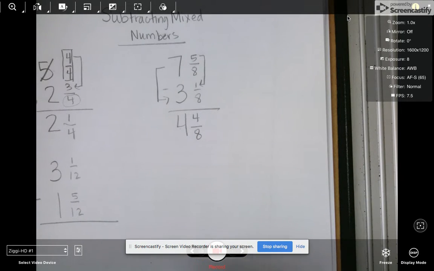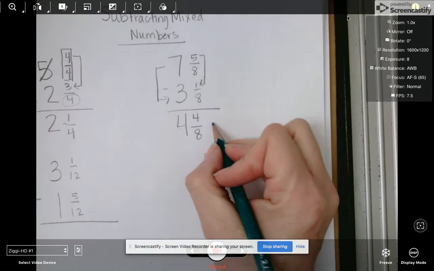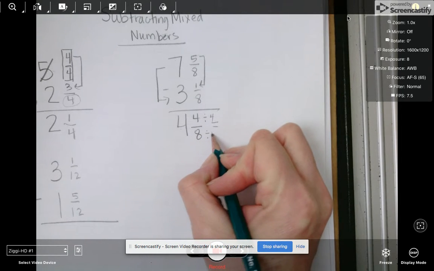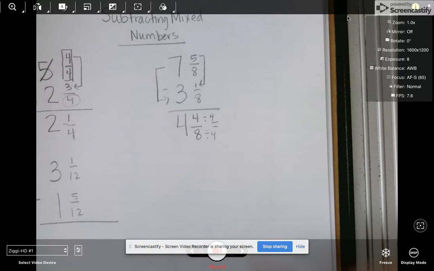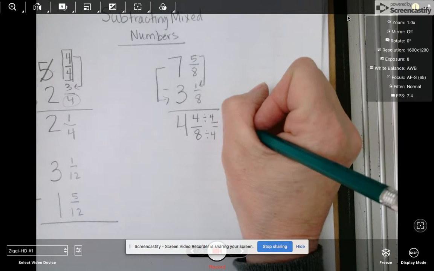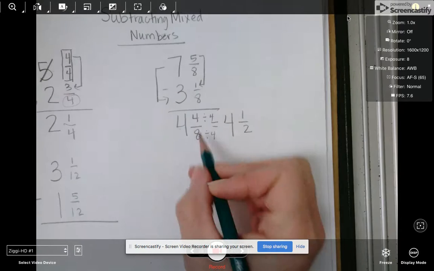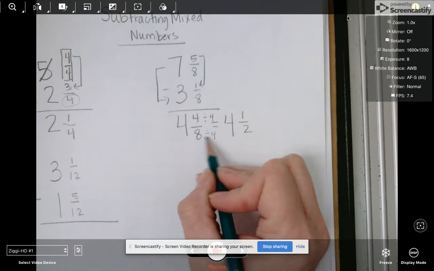And here, sometimes the students can be asked to find an equivalent fraction for their answer. So, students would have to realize sometimes that there's some manipulating of the fractional piece. We could divide both of these by 4, and once we do that, we would end up with 4 1/2, because 4 divided by 4 is 1, 8 divided by 4 is 2.